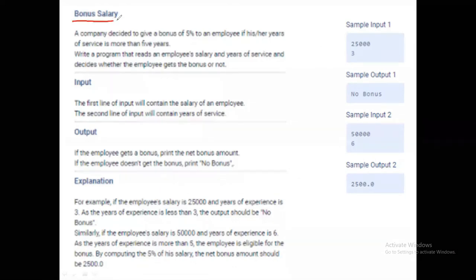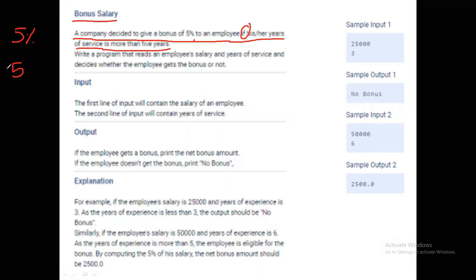Bonus salary. A company decided to give a bonus of 5% to an employee. So 5% of bonus for an employee, if, so this is the condition, if his or her years of service is more than 5 years. If it is greater than 5 years, then the company decided to give a bonus of 5%.